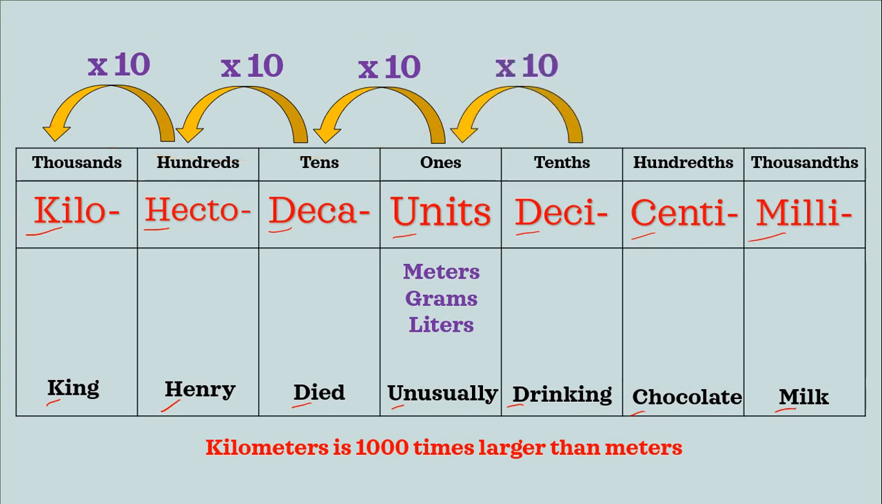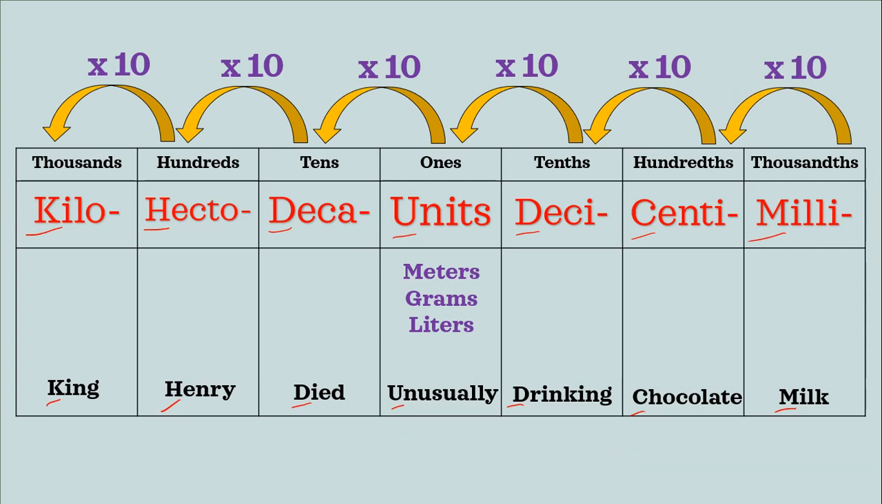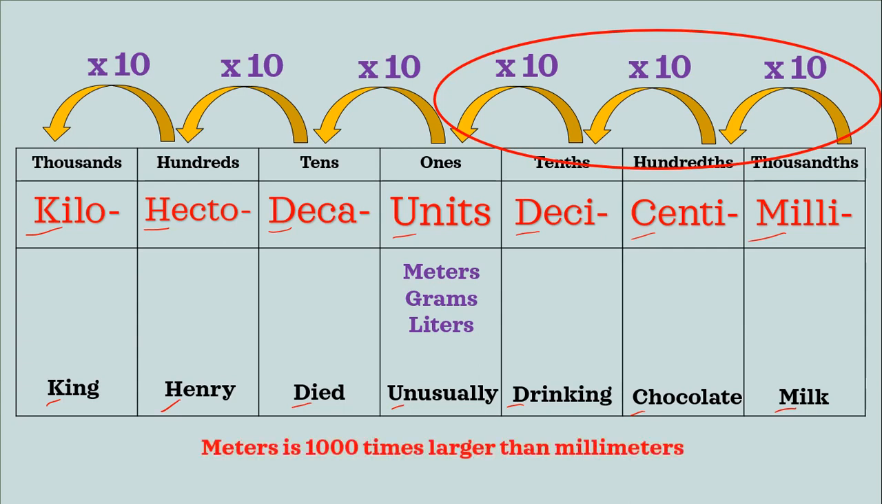Same with going smaller. Units is 10 times greater than deci. Deci is 10 times greater than centi. Centi is 10 times greater than milli. If we were comparing meters to millimeters, we can see that we're going 3 places over. 10 times 10 times 10 is 1,000. So meters is 1,000 times larger than millimeters.